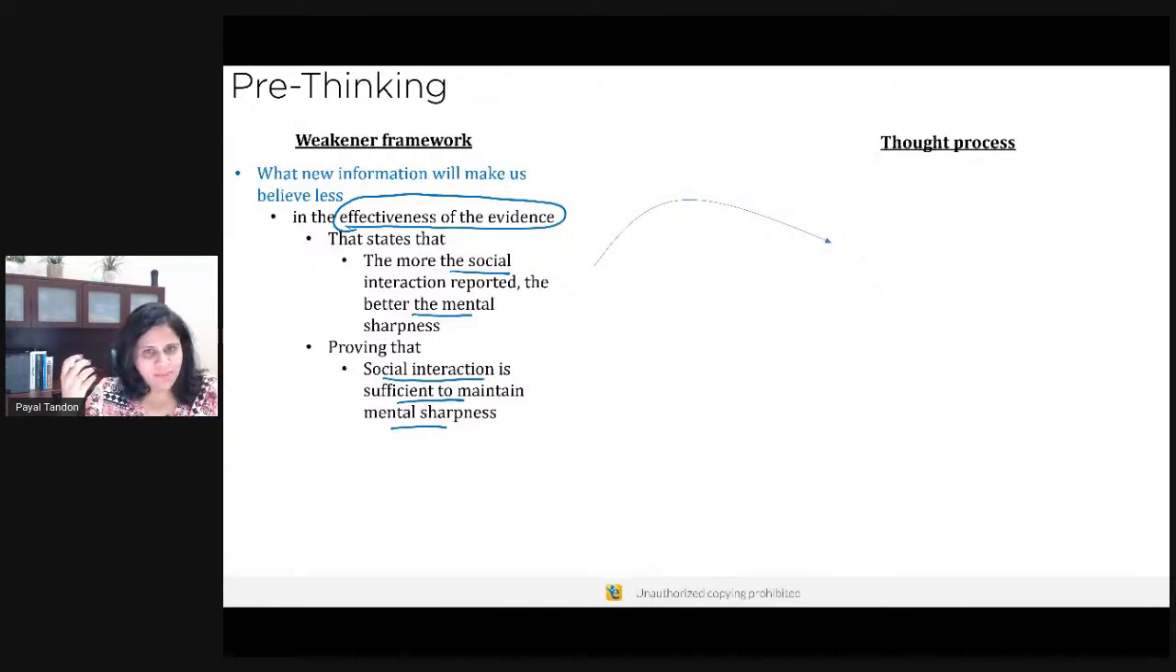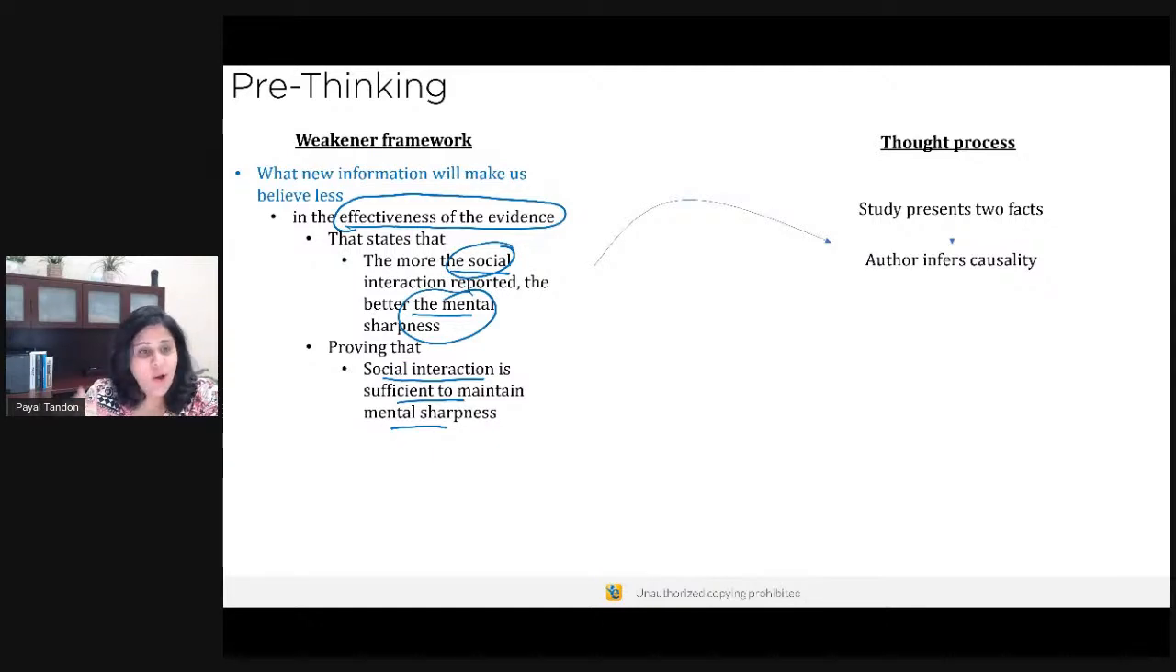And again, at times you need to simplify that further. The study presented two facts. What were the two facts? The two facts were that if there is more social interaction, then there is more mental sharpness. That's what the study reported, right? Now, the author is inferring that causality. The author is saying, okay, because there is more social interaction and in those people there is better mental sharpness, this means that the social interaction is what led to the mental sharpness. That's what the author is assuming. The author is inferring that causality, and that is what we need to weaken.